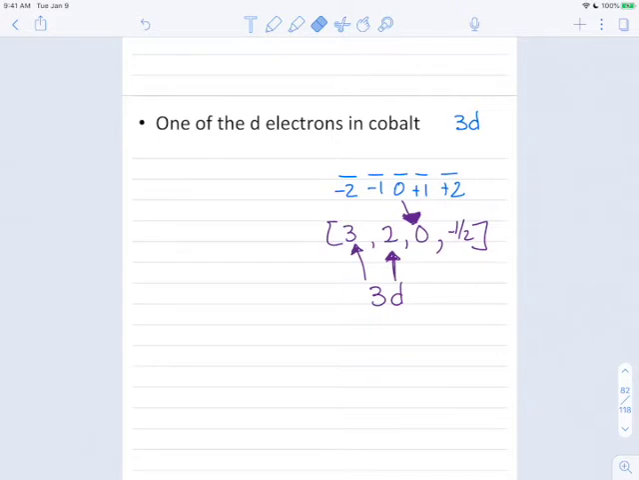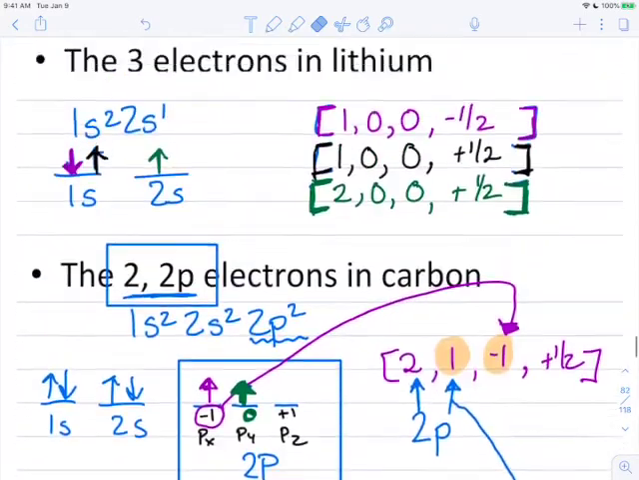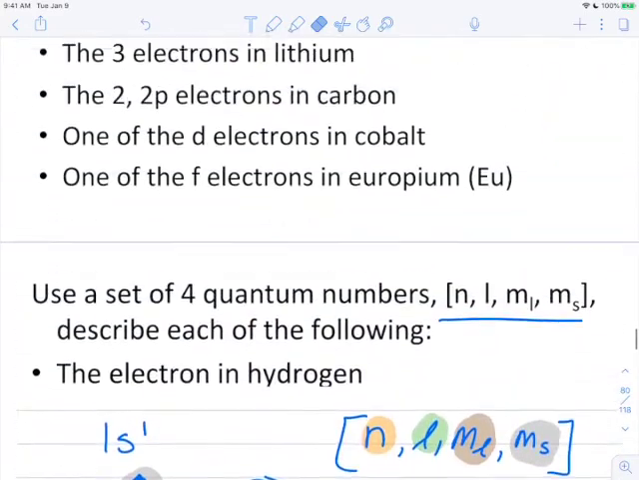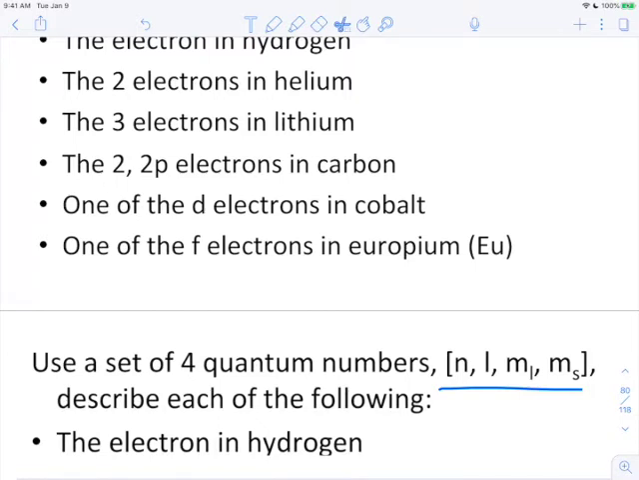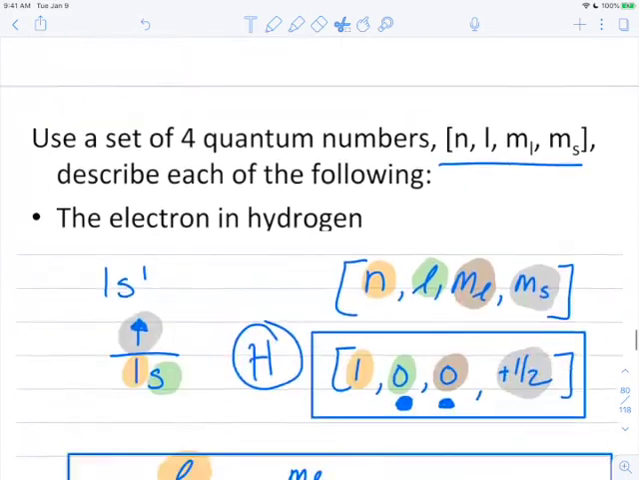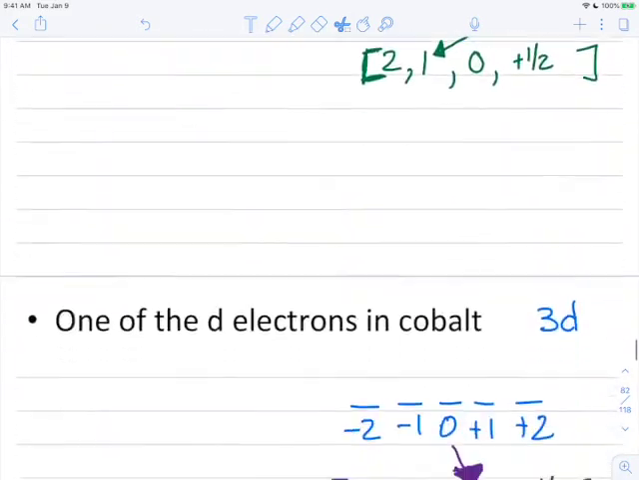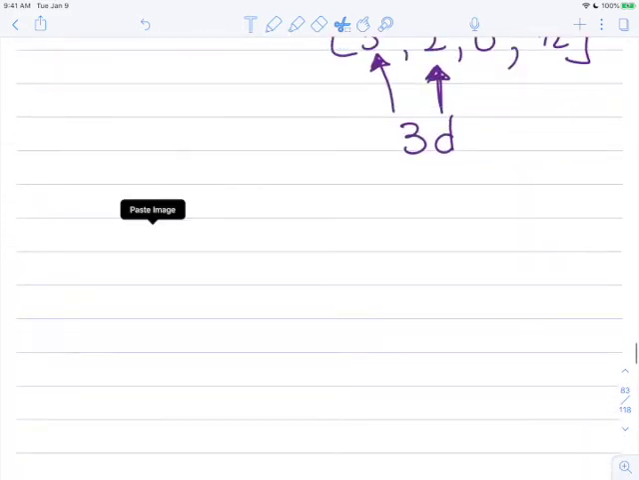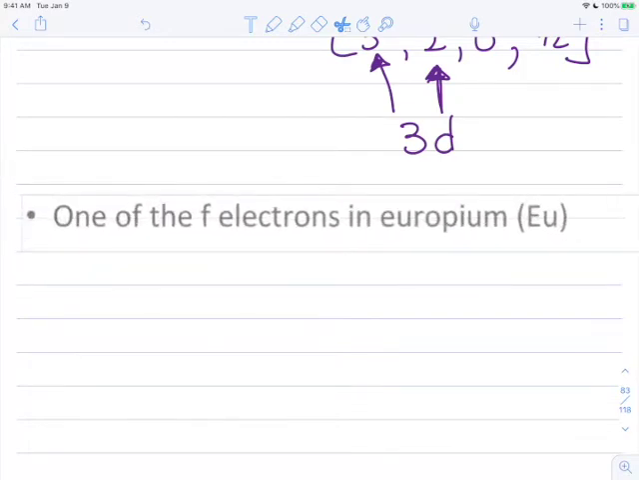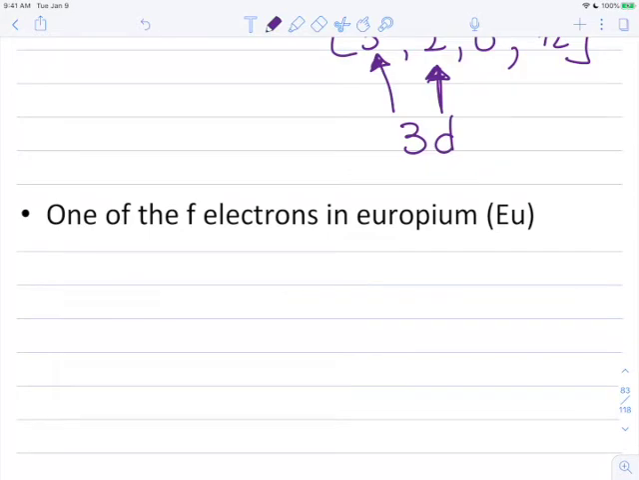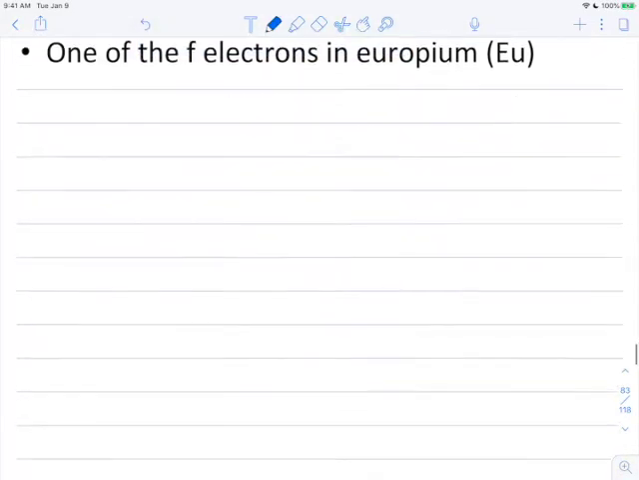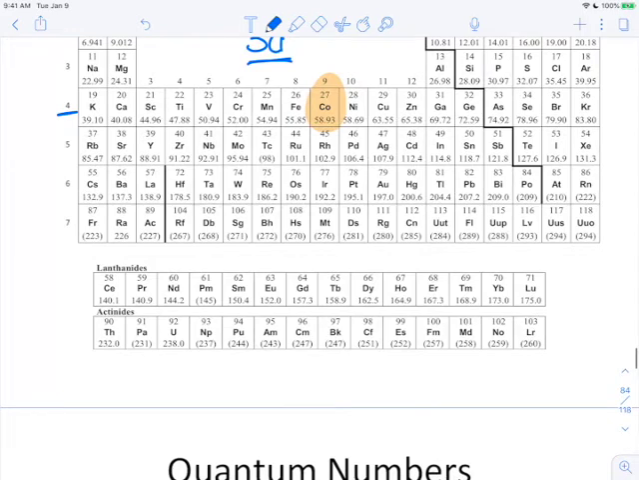All right, other questions so far? All right, so we are almost done with this. The last one is going to be one of the F electrons in europium. All right, so let's take a look at europium.